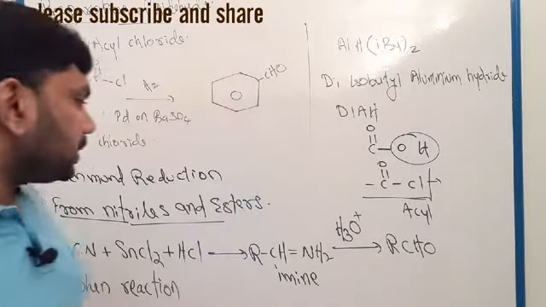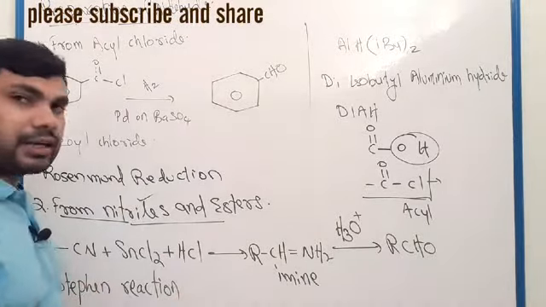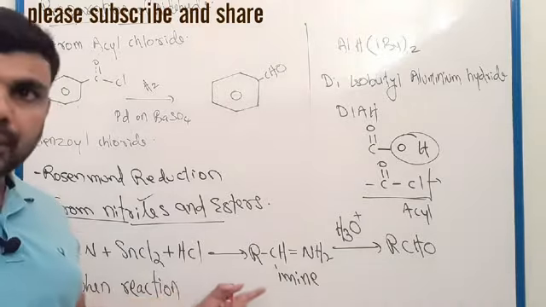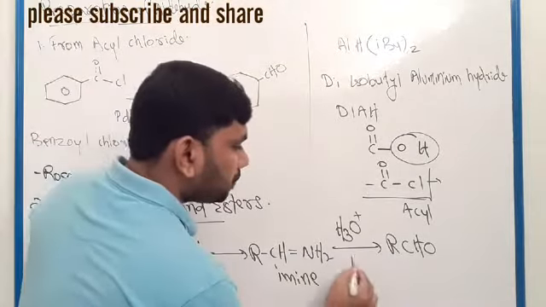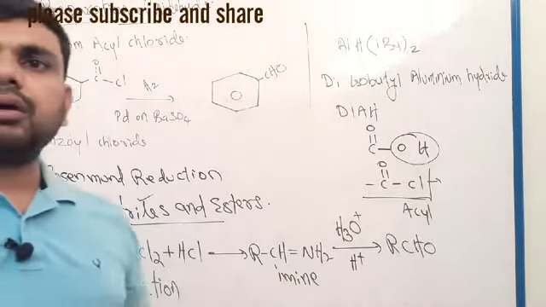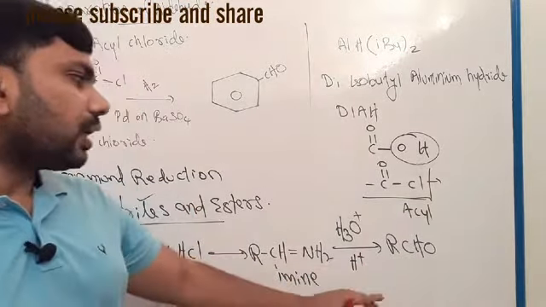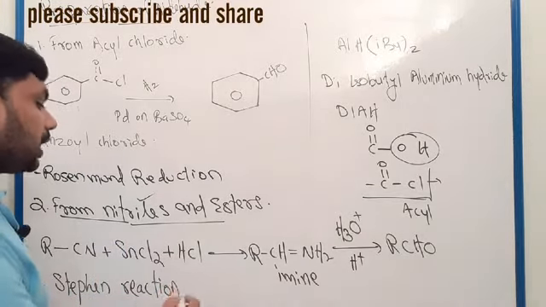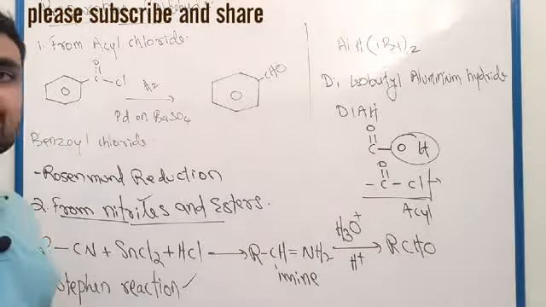So here we discussed how to convert nitriles to aldehyde. Nitriles treated with SnCl2 and HCl change to imine, and after hydrolysis, H3O plus, which is the same as H plus, acidic hydrolysis, the imine will change to aldehyde. NH3 or an ammonium compound will be the side product. This type of chemical reaction is also a reduction. This reduction is called Stephen reaction.